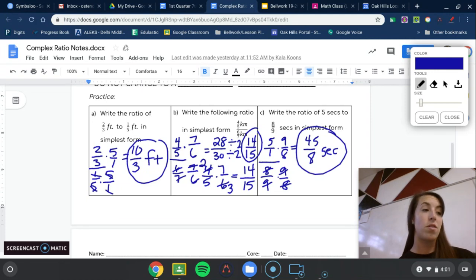Okay, that's all your notes. So you're good for the practice. Make sure you get this checked by your teacher, and then you will be ready to move on to the next activity.